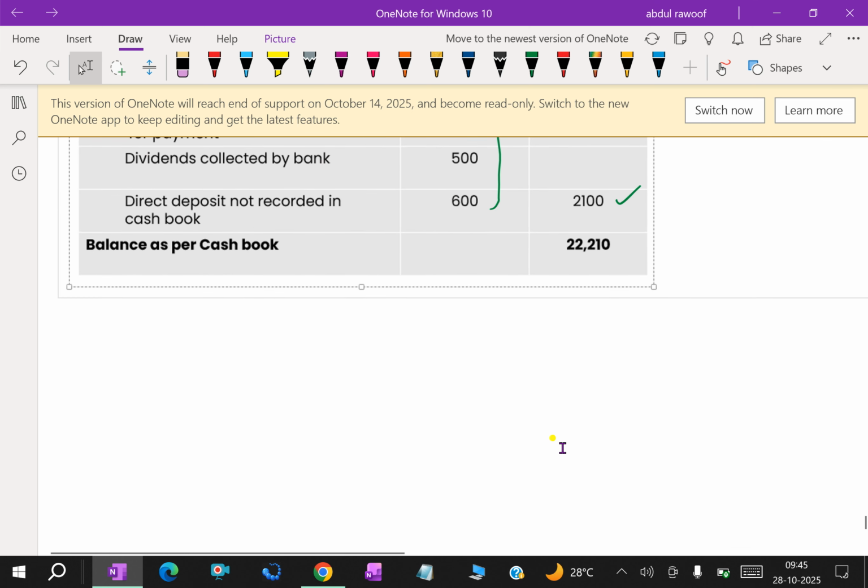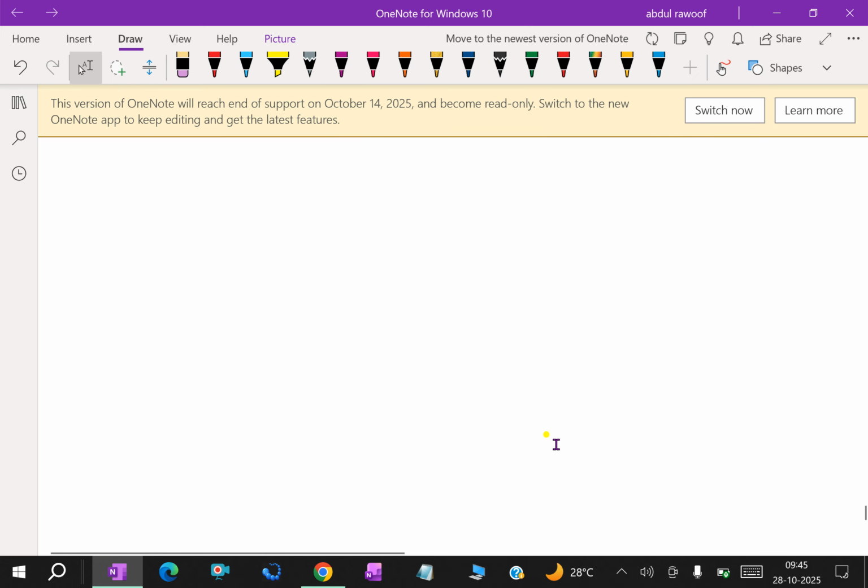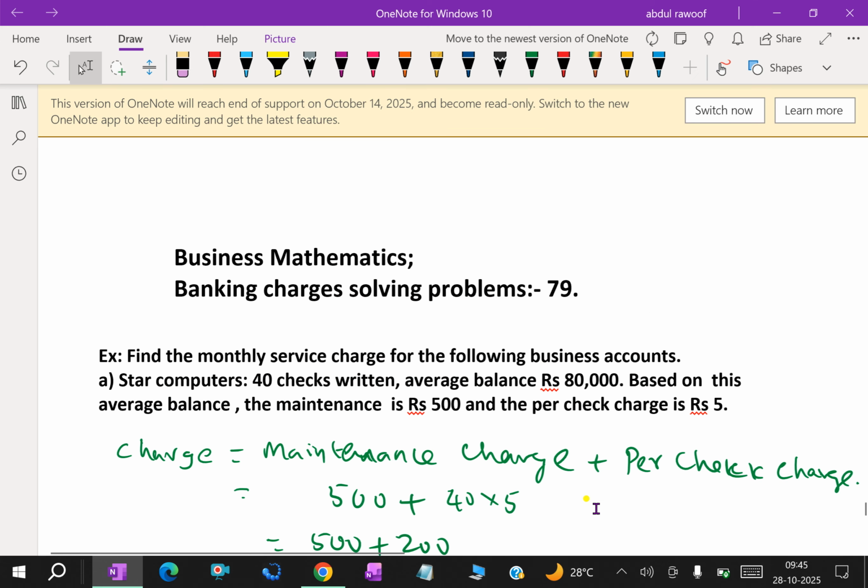So far, we simply discussed what a reconciliation statement is, and we have done some solving problems also.